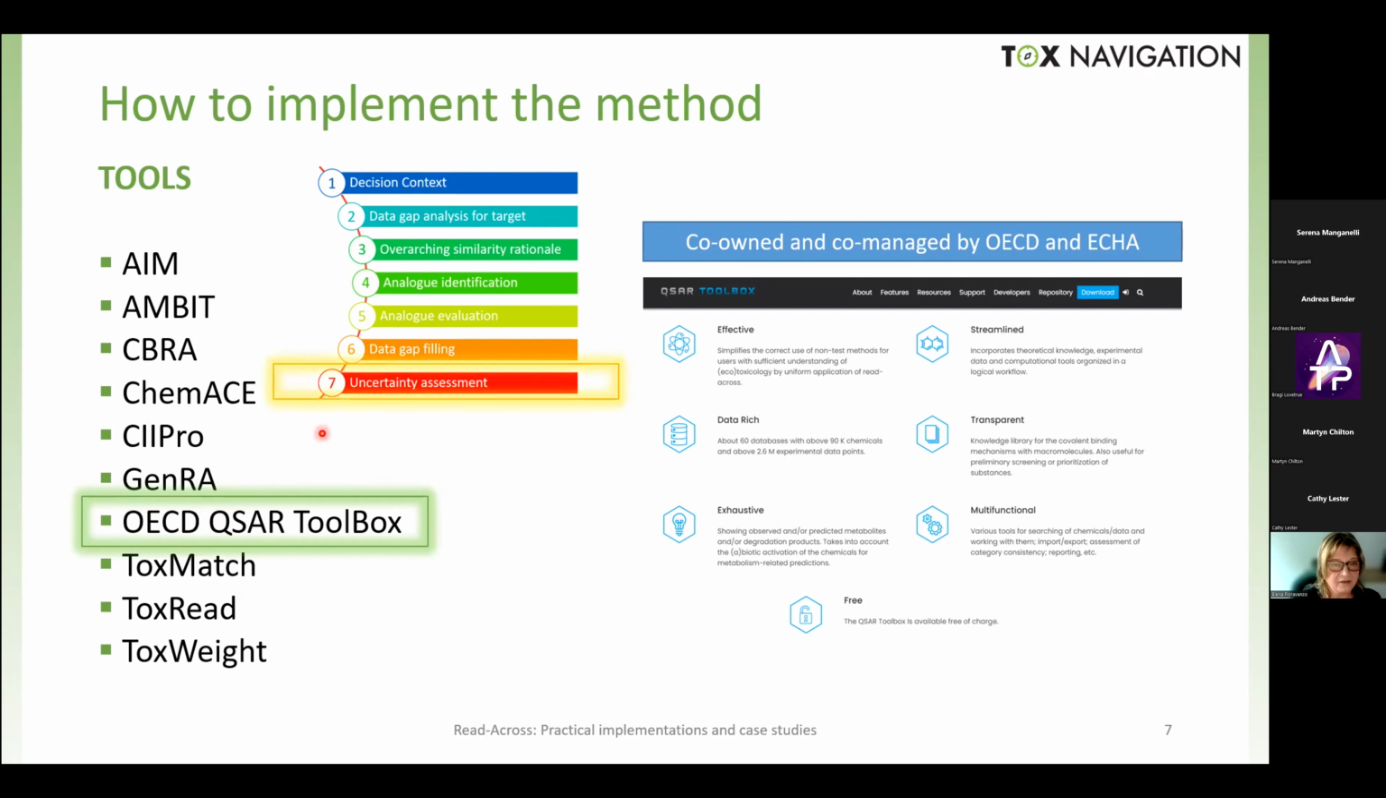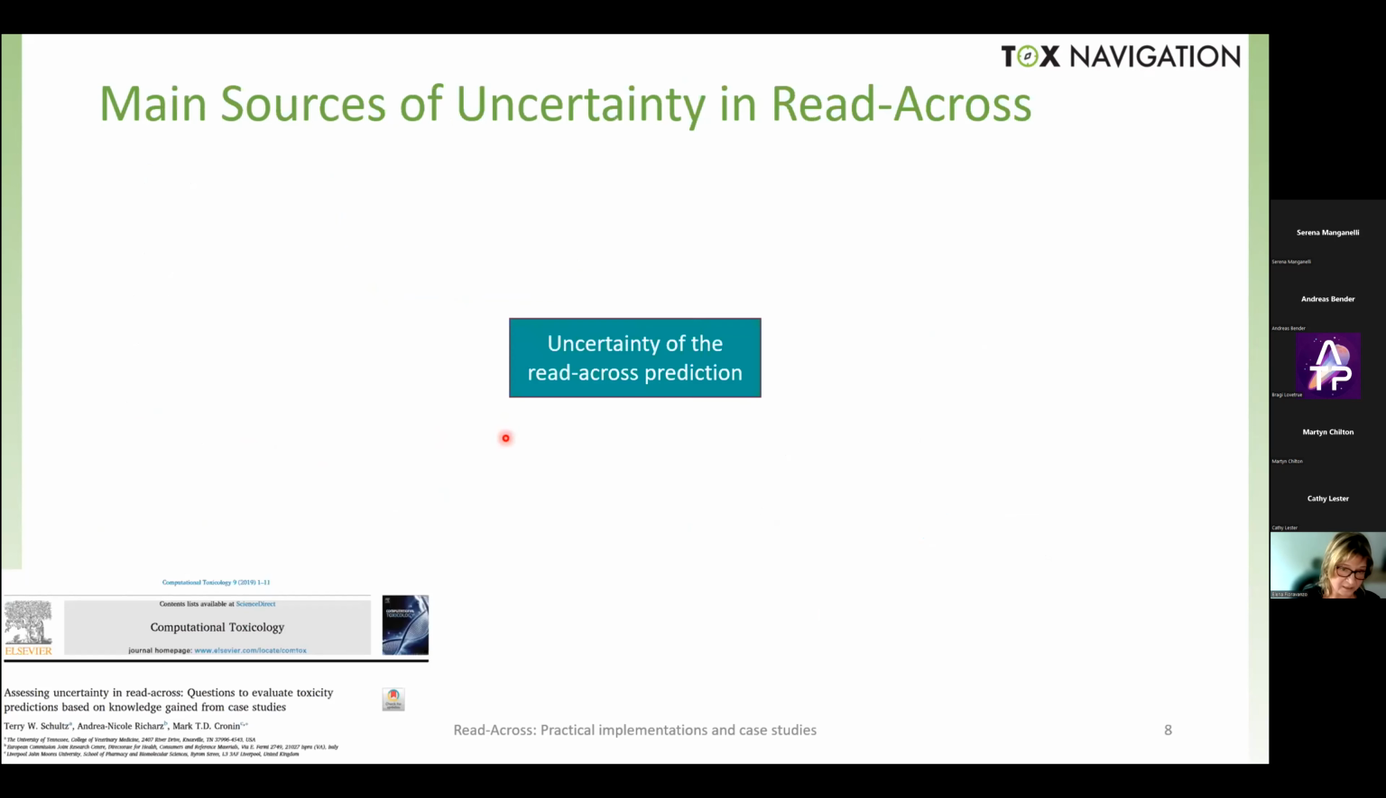So let's have a look now at the uncertainty assessment and how we can assess the uncertainty of a read across. Again, we have frameworks that can help us, because at the end, the read across is case by case, so it is difficult to give you a method that can always work. This publication here is a tentative to list and qualify the sources of uncertainty of the read across.